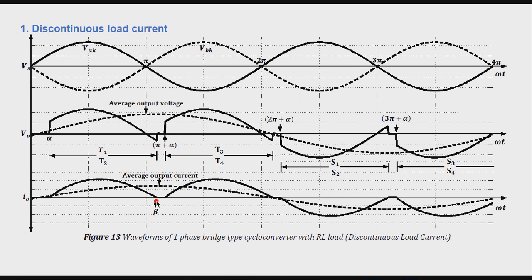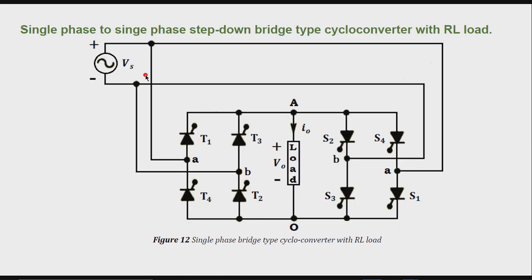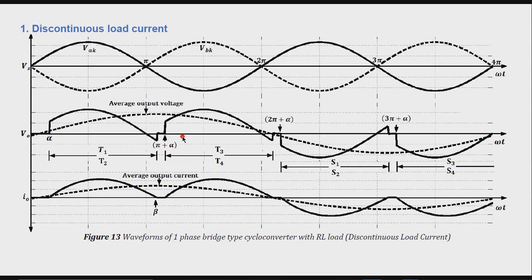This angle is greater than pi but less than pi plus alpha. Now thyristors T1 and T2 are commutated at omega t equal to beta, and they are already in reverse bias after pi. After the positive half cycle, B is positive with respect to A. Now forward biased thyristors T3 and T4 are triggered at omega t equal to pi plus alpha. Here we have to trigger T3 and T4, and with this the load current is again positive from A to O.